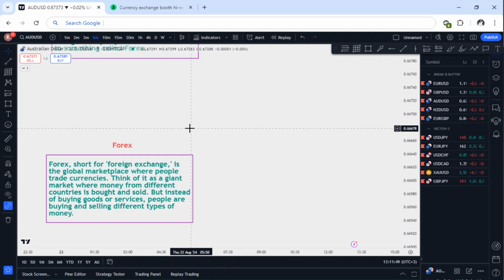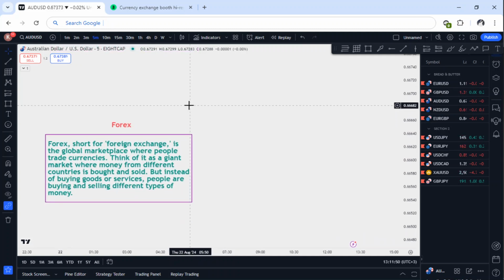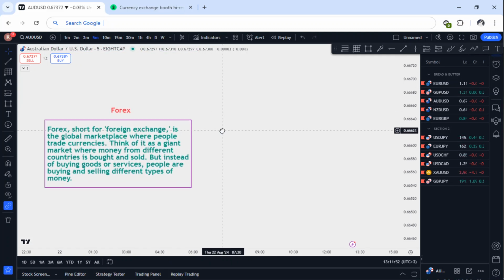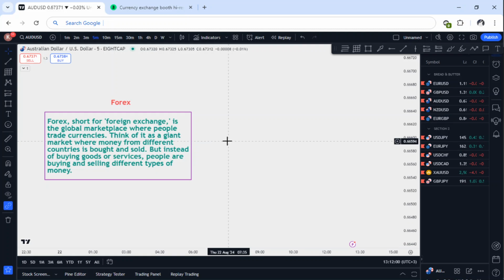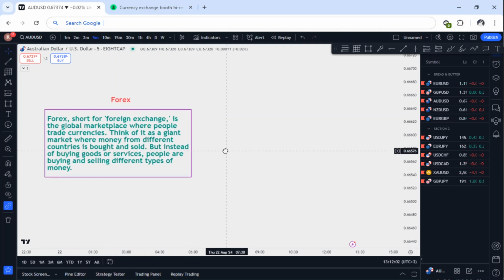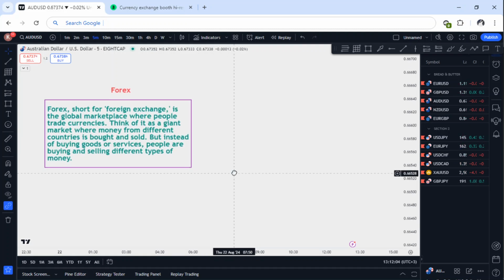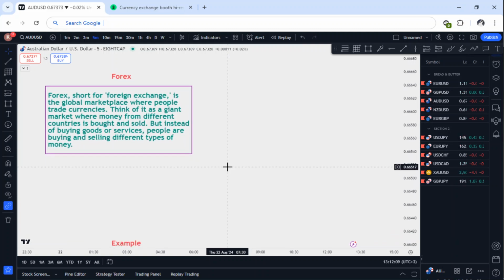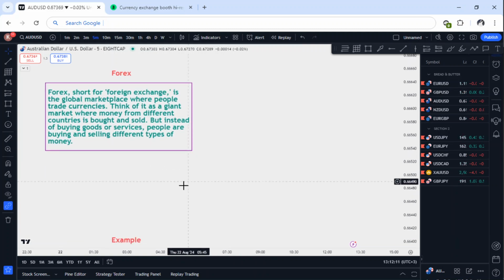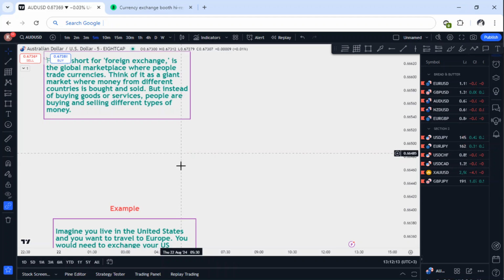So basically, what is forex? Forex, we also call it foreign exchange, which is the global marketplace where people trade currencies. It's just a big market where money from different countries is bought and sold, but instead of buying goods and services, people are selling and buying different types of monies. So let me give you an example.